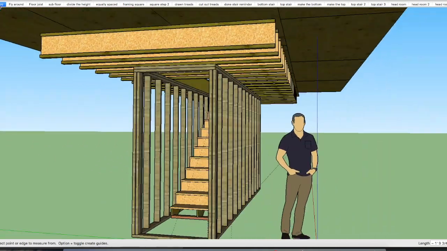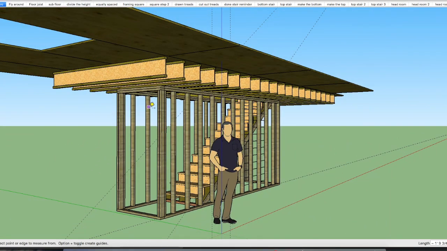Okay, that's it for this video. Be sure to watch the next video where we'll go over transferring these steps and math to the stair stringers and drawing them and cutting them and putting all the pieces together.